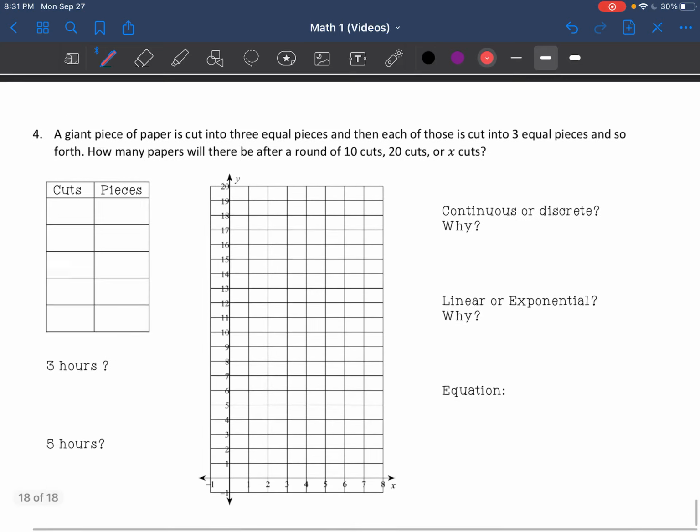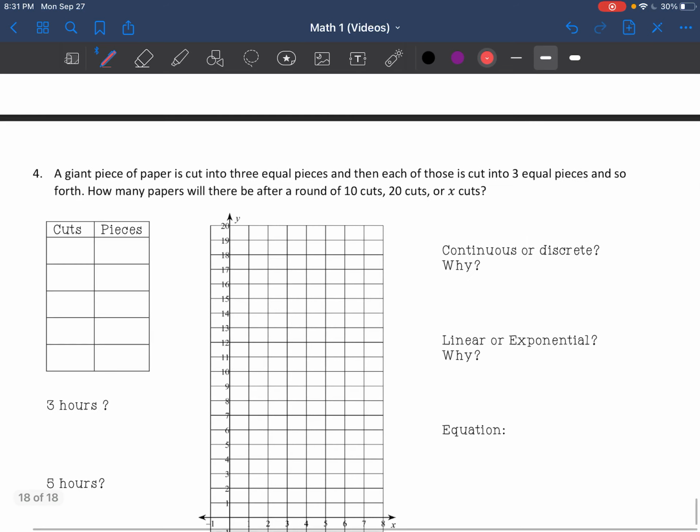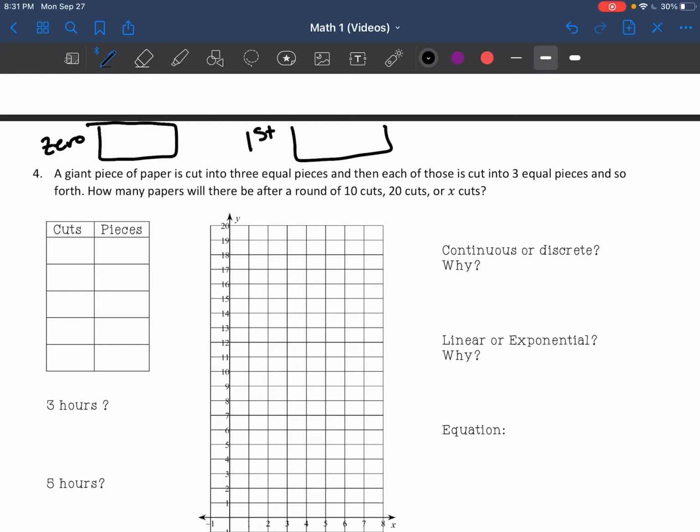All right, looking at 4. So we have a giant piece of paper that is cut into 3 equal pieces. So before there were any cuts, this was our giant piece of paper. So we had 0 cuts. With the first cut, it said we took it and we cut it into 3 different pieces. And then on the second cut, we had to cut those 3 equal pieces into 3 equal pieces.